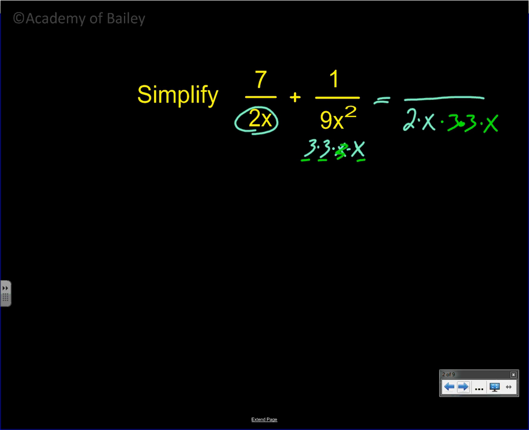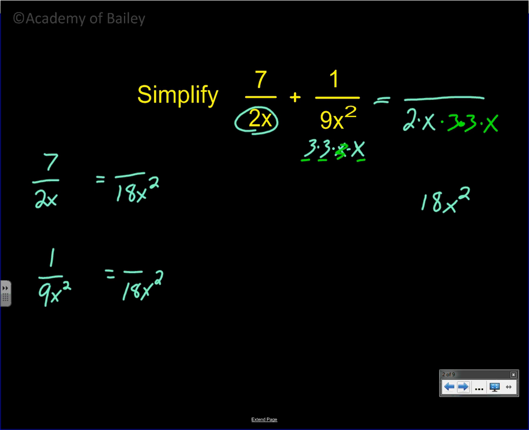So then this makes our common denominator to be 2 times 3 times 3, which is 18, and x times x, which is x squared. 18x squared is the common denominator. So we have 7 over 2x is equal to something over 18x squared. And then we also have 1 over 9x squared is equal to something over 18x squared.